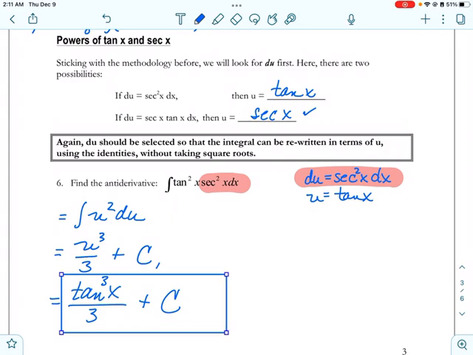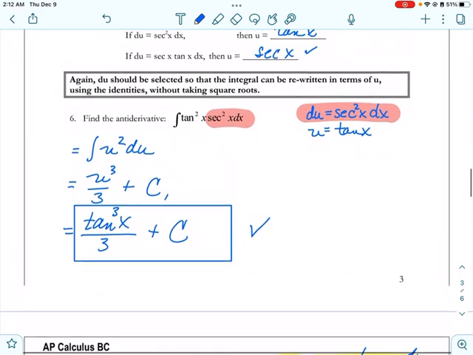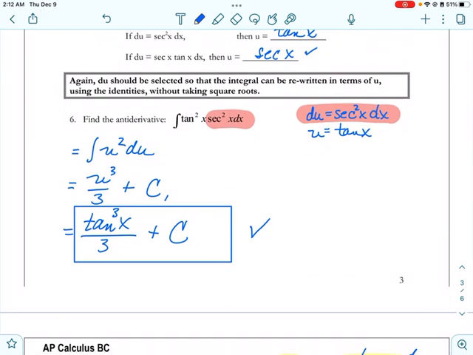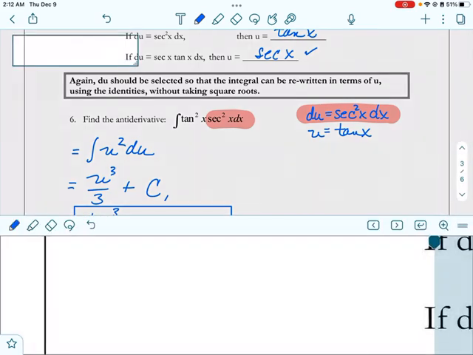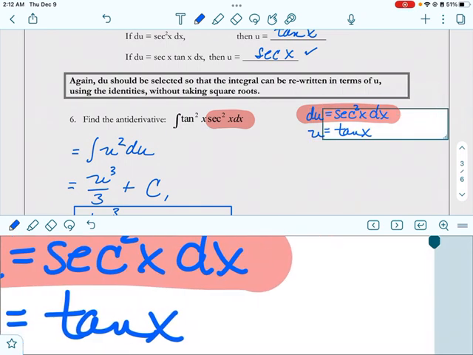And these are indefinite antiderivatives, or indefinite integrals or antiderivatives. So we have to have that arbitrary constant there. Okay, now you might think, since we have secant and tangents, you don't want to make du equal to secant tangent in this one, because you're going to end up with square roots somewhere. So better off if you just use the secant squared here.